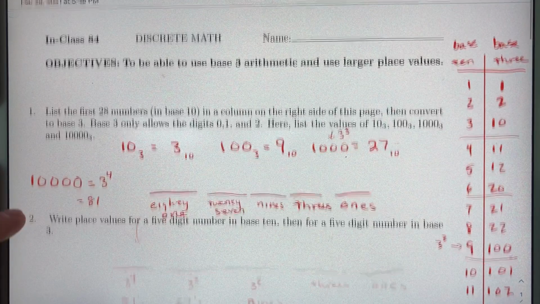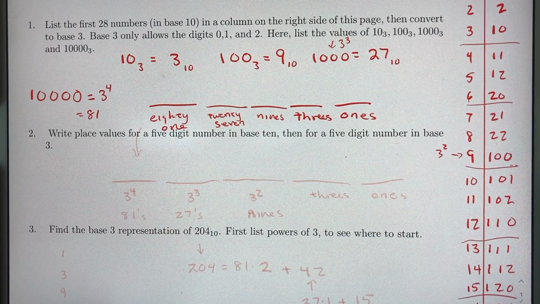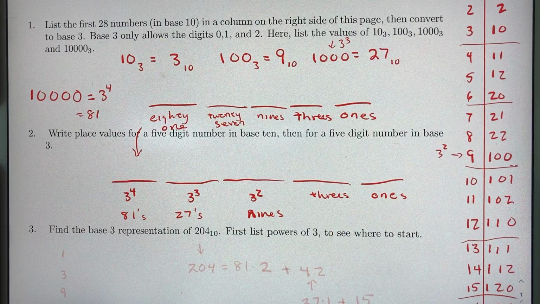Okay, so if I have a 5-digit number, I'm going to start writing them with numbers instead of words after the 3's place. And actually, I think I will write 3 squared's place, and then the 3 cubed's place, and then the 3 to the 4th's place. So this is 9's, 27's, and 81's place.